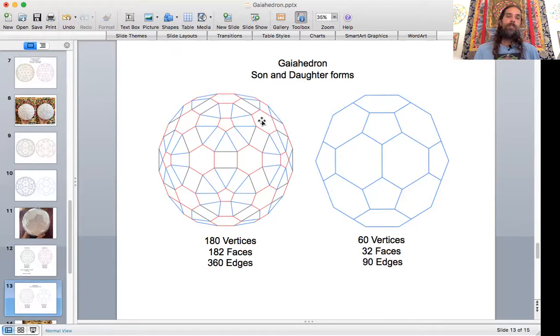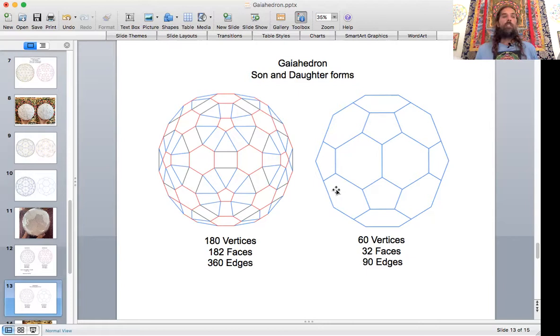Here, these two are meant to go over top of one another. Now here, this form, remember, had that little raised triangular spot in the middle, which had a vertice in the middle of each of these blue triangles with the red edge here. Now that's been removed. Those 60 vertices have been taken out to create their own form over here. And now this is what we have for this other form on the left. This one has 180 vertices, 182 faces, 360 edges, while this one has 60 vertices, 32 faces, and 90 edges for that form on the right, the son and daughter forms.